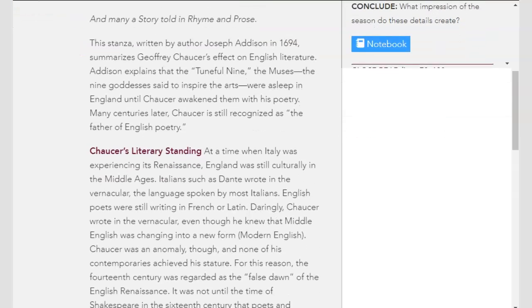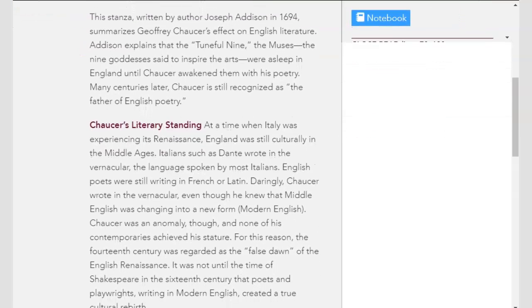This stanza, written by author Joseph Addison in 1694, summarizes Geoffrey Chaucer's effect on English literature. Addison explains that the tuneful nine, the Muses, the 9 goddesses said to inspire the arts, were asleep in England until Chaucer awakened them with his poetry. Many centuries later, Chaucer is still recognized as the father of English poetry.